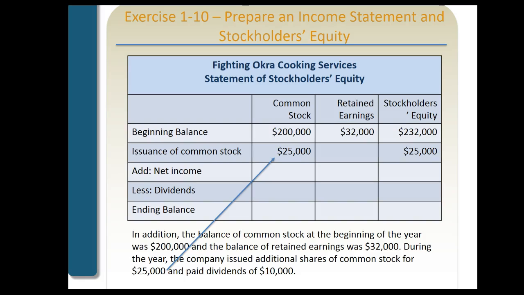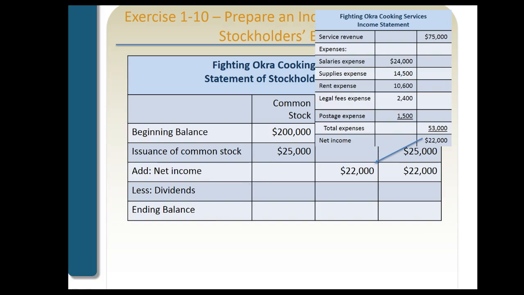The next part is to add any common stock that was issued in this period. Well, the information told us that $25,000 was added, so we show that increase of common stock issued in this period, $25,000, and we carry that over to the stockholders' equity section, as you see there. Next, the net income that we show in this current period, what we just finished preparing, the income statement of $22,000, is going to be placed in this section. We add the net income for the period of $22,000 in the retained earnings section.